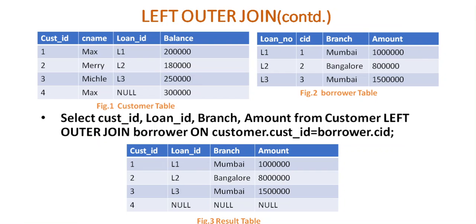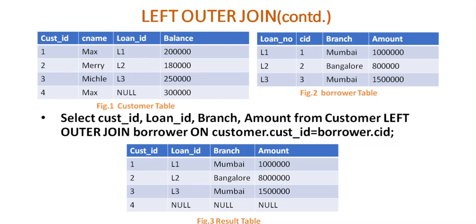As per the definition of left join, it will display all data from the left table and only matching data from the right table. So here customer ID 1 is having a loan, customer ID 2 is having a loan, 3 is having a loan, but customer ID 4 is not having any loan in the bank, but still data is there for customer ID 4 because it is a left outer join. Branch and amount are columns of the borrower table, and in those columns null value is written. These values are not written by us, they are returned by the system as the query output.